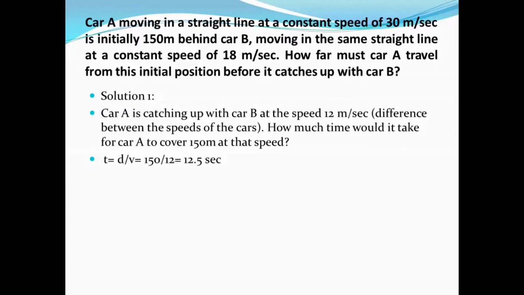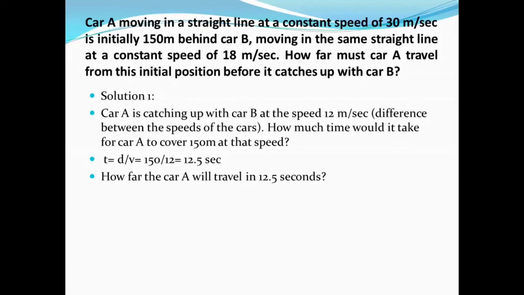Now the distance the car has to cover is 150 meters, and the velocity difference is 12 meter per second. So the time required is 12.5 seconds. Now what we have to find is how far car A will travel in 12.5 seconds. So now we have estimated the time required to travel the 150-meter distance.